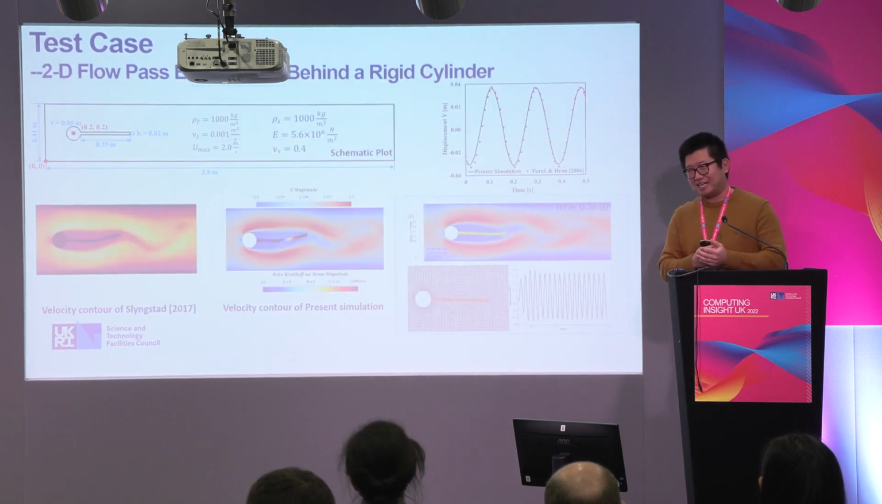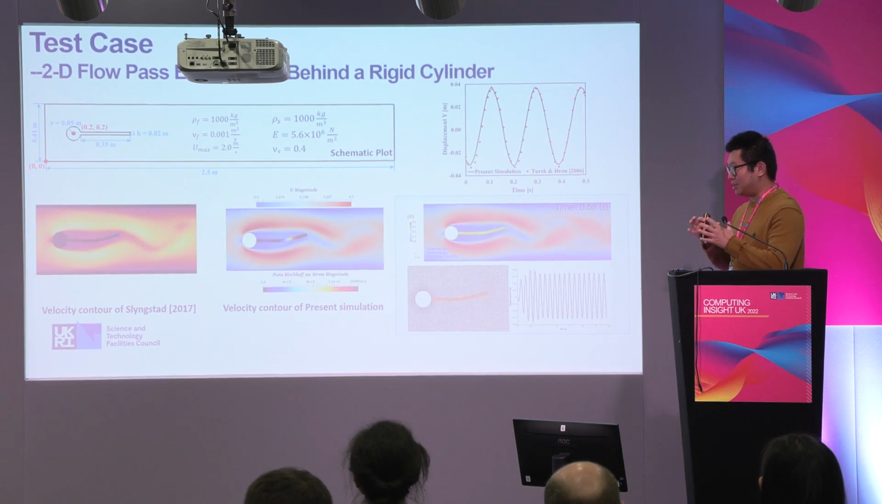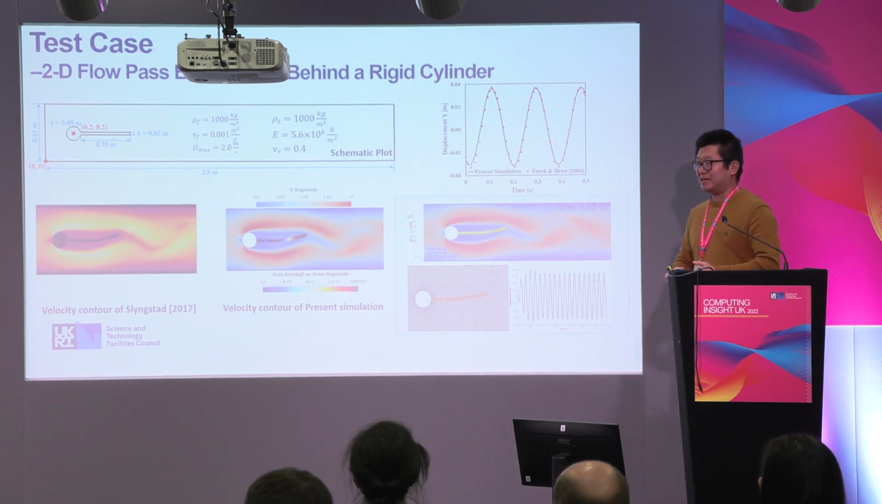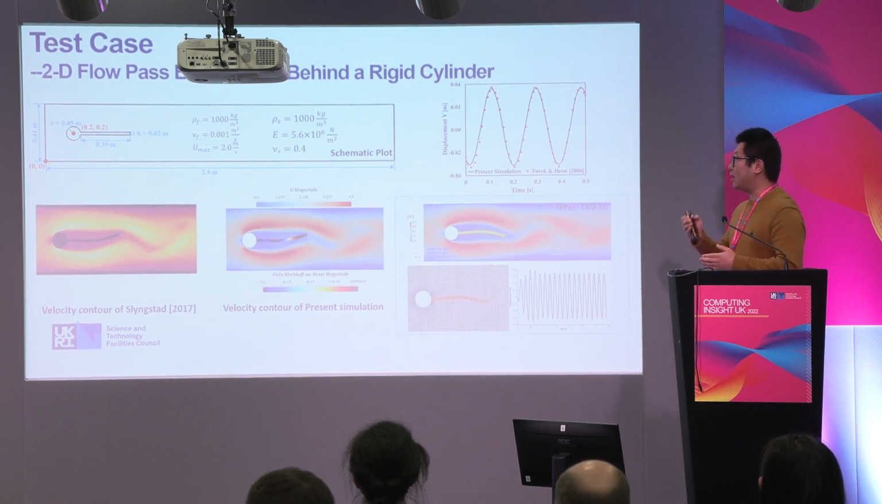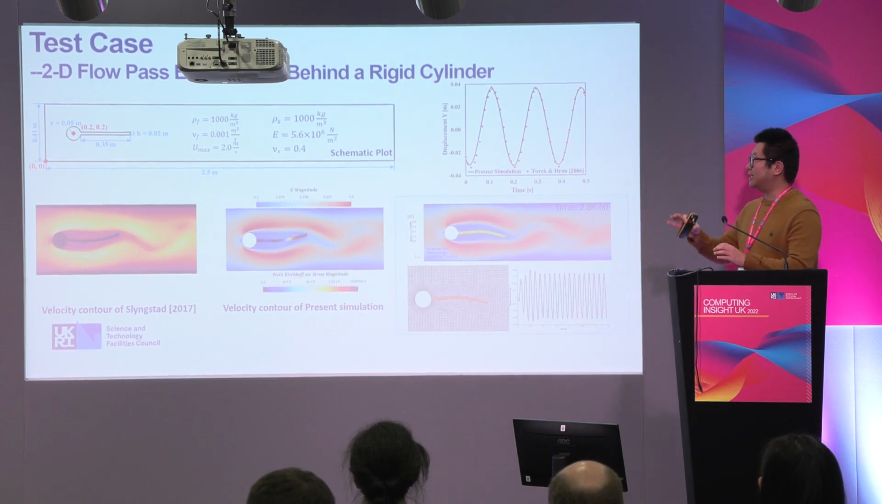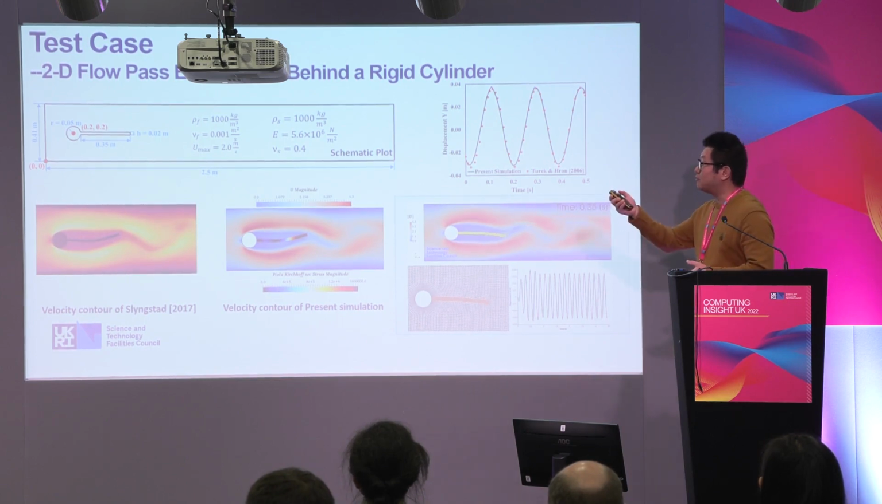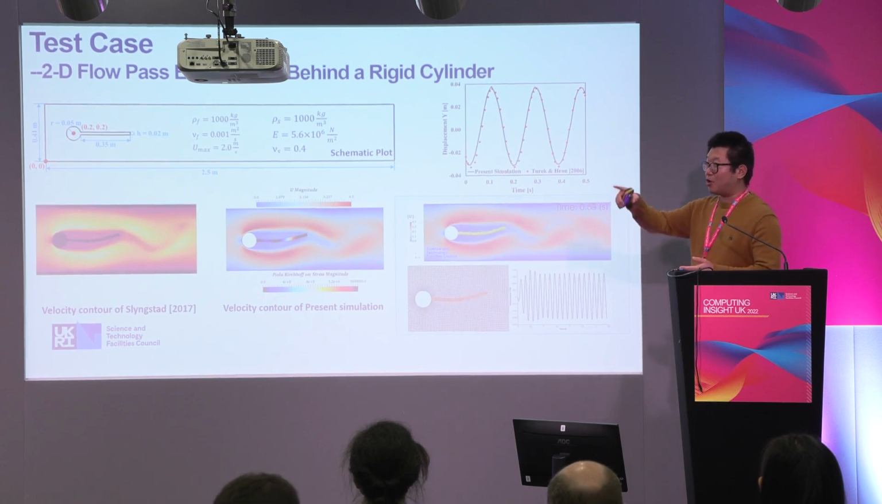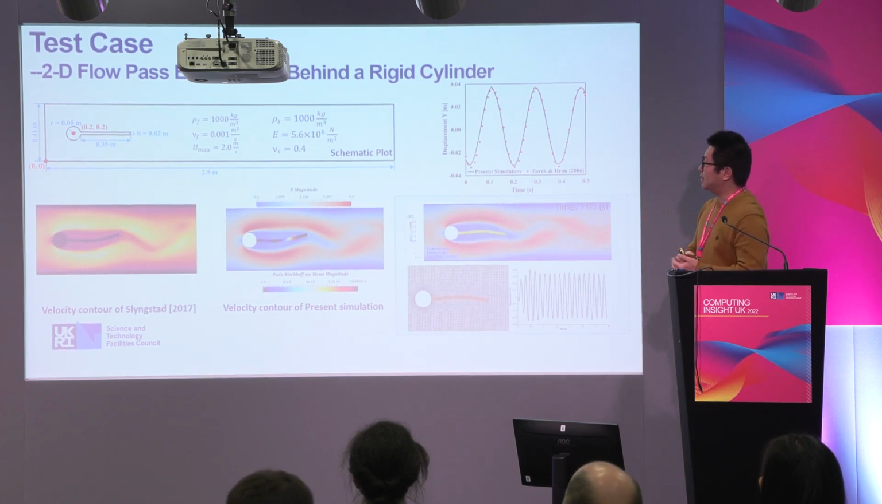And we come back to test cases. We have established the fluid structure interaction framework, and we carry out a number of test cases to validate the accuracy of the framework. The first test case is a two-dimensional flow past a rigid body in front of an elastic beam. And the incoming flow in this case is a parabolic incoming flow.